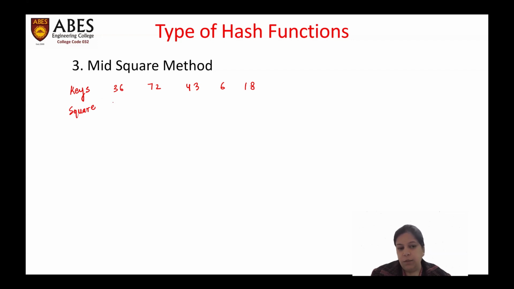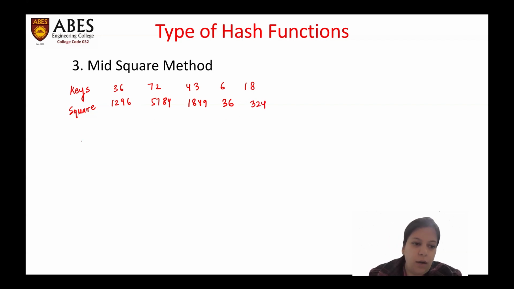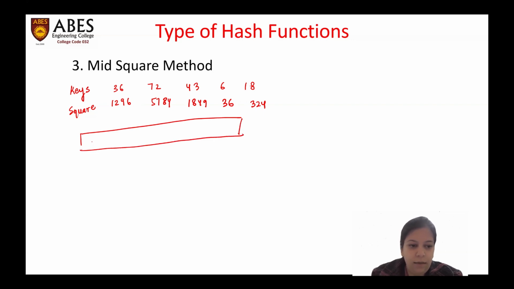So by squaring 36, we have got 1296. By squaring 72, we have got 5184. And then by squaring 43, we have got 1849. And here we have got 36. And after squaring 18, we have got 324, right? So now, suppose we have a hash table again of size 10. Let me just create this hash table here.